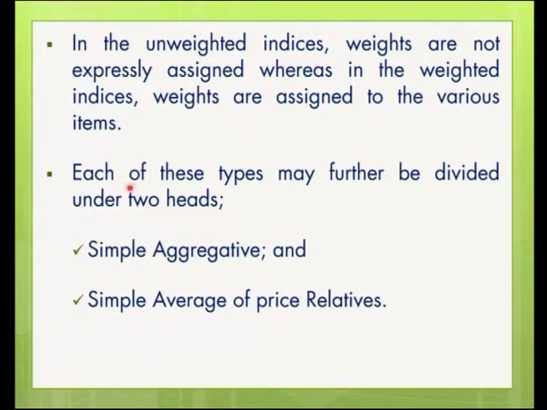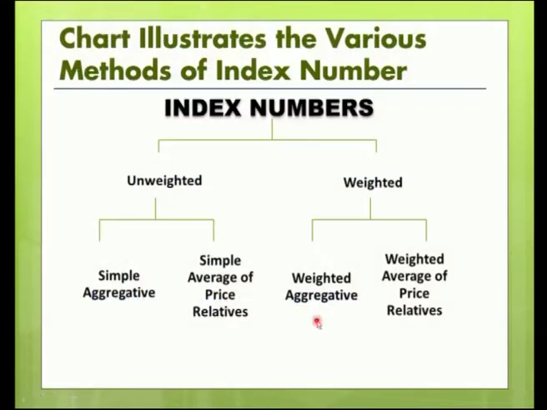various items. Each of these types may be further divided into two heads: simple aggregative and simple average of price relatives. Similarly, the weighted method can also be divided into two methods, that is, weighted aggregative and weighted average of price relatives. So, these are the various methods of index numbers. Basically, index numbers are of four types: price index, quantity index, value index and special purpose index. For the calculation of these index numbers, the methods are the unweighted method and the weighted method.